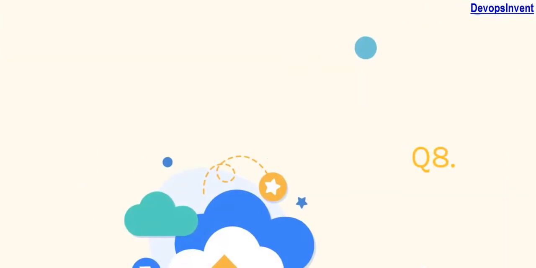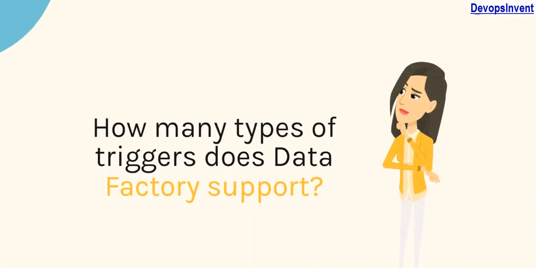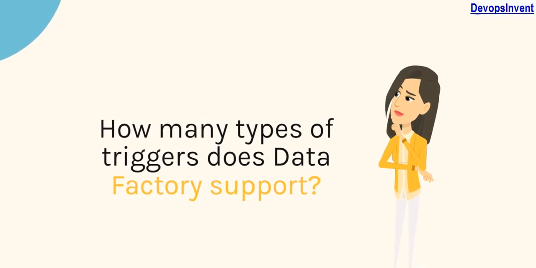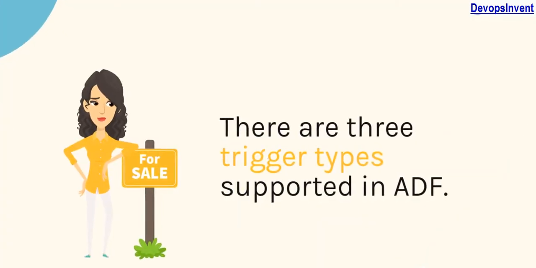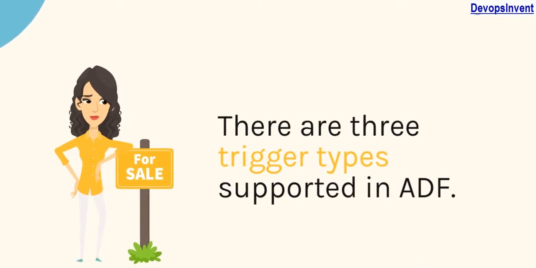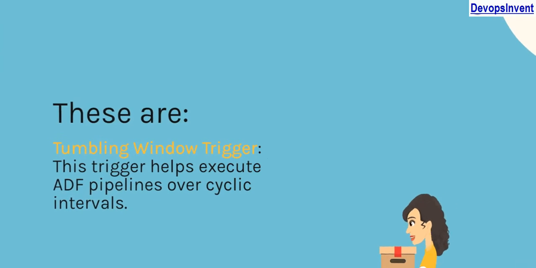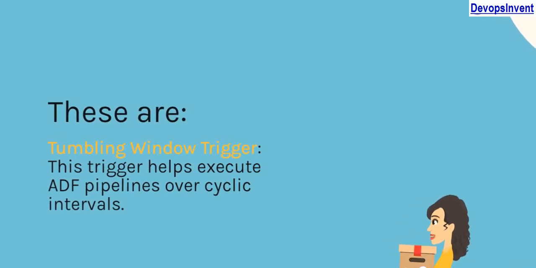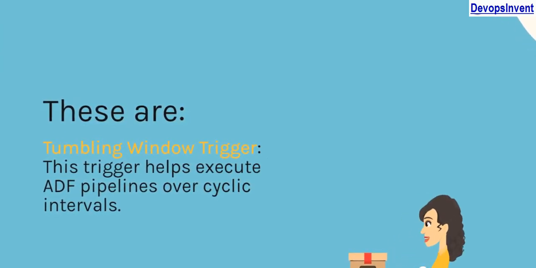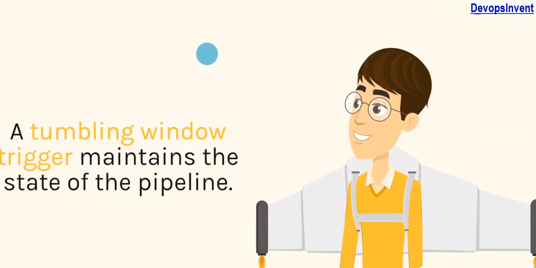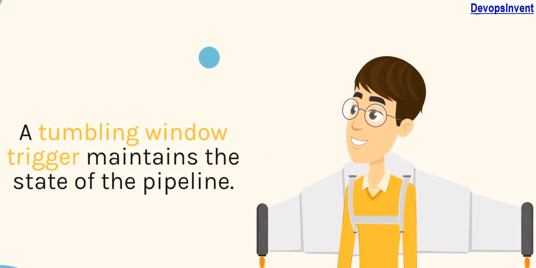Q8. How many types of triggers does Data Factory support? There are 3 trigger types supported in ADF. These are tumbling window trigger. This trigger helps execute ADF pipelines over cyclic intervals. A tumbling window trigger maintains the state of the pipeline.